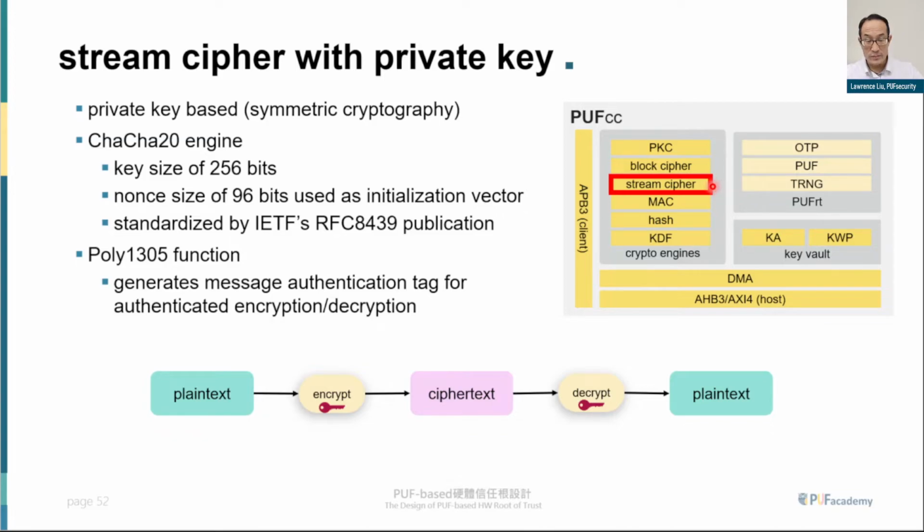Next we have a stream cipher block. Stream cipher works on the entire bit stream rather than breaking up a message into discrete blocks and processing each one at a time. And PUFcc has selected the ChaCha20 engine with a key size of 256 bits and a nonce size of 96 bits, which has been standardized by the IETF RFC 8439 publication. And paired with the Poly1305 function, this can generate a message authentication tag so that the combination implements an authenticated cipher.